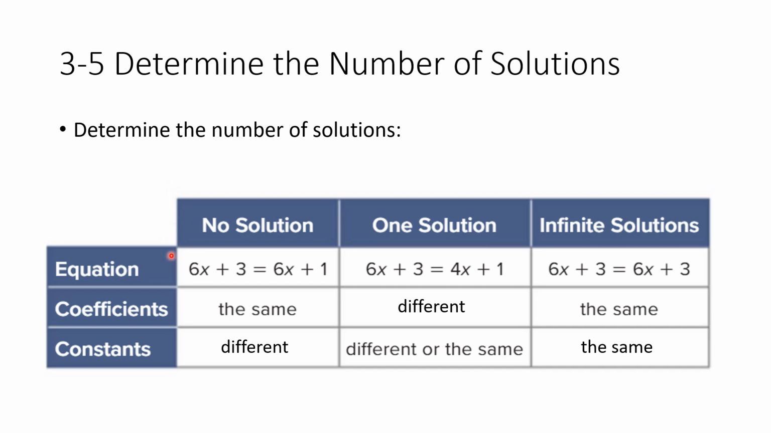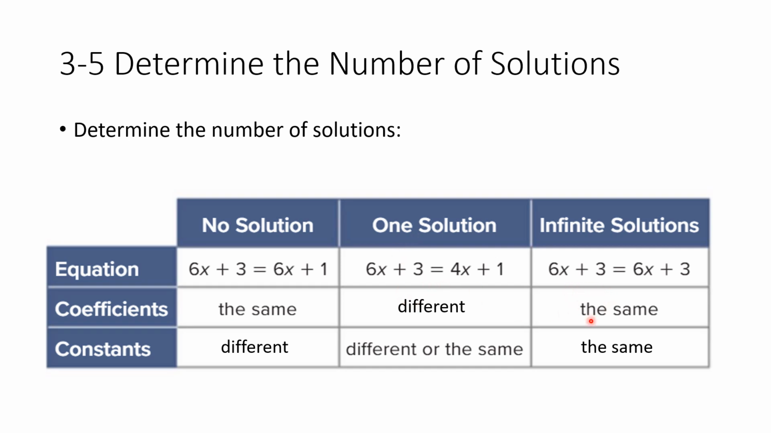So if you have an equation and your coefficients are the same, meaning the number attached to your variables, 6x and 6x, but your constants are different, 3 and 1, you will have no solutions. If your coefficients, the number in front of the variables, are different, 6x, 4x, and you have different or the same constants, your constants don't matter. So really all that matters, if your coefficients are different, you will have one solution, right?